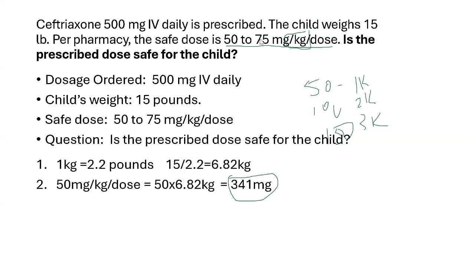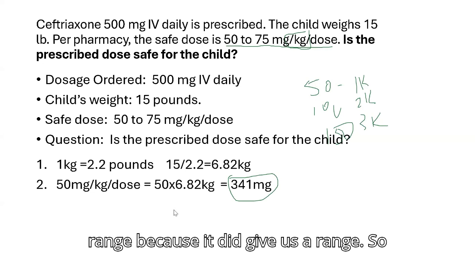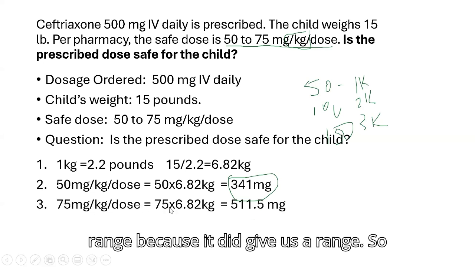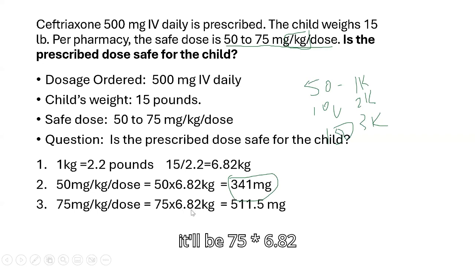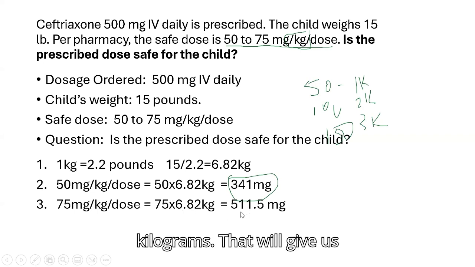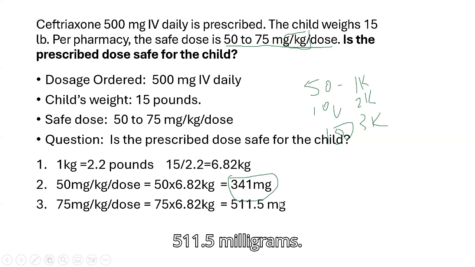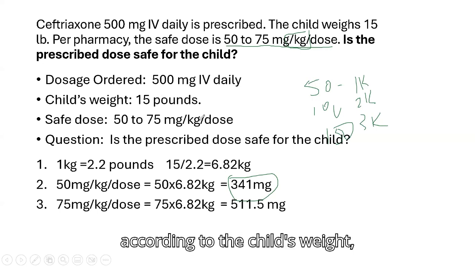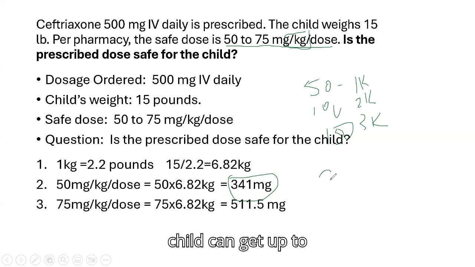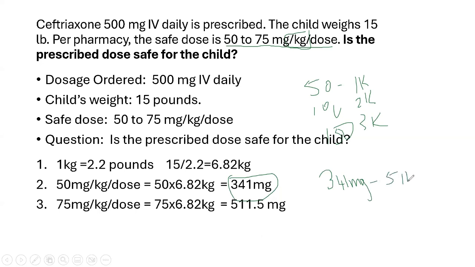So let's work out the 75 milligram now, because we're looking for a range, because it did give us a range. So it'll be 75 times 6.82 kilograms. That will give us 511.5 milligrams. So the range is, according to the child's weight, the child can get 341 milligrams to 511, or we can round it off to 512 milligrams.